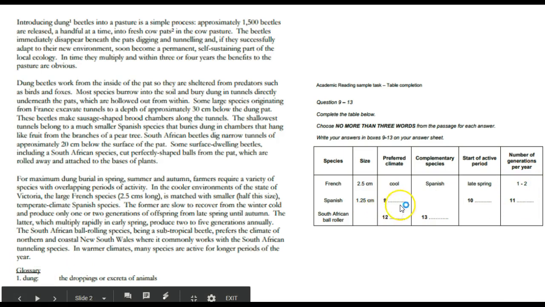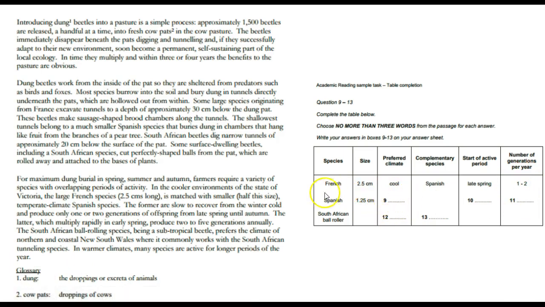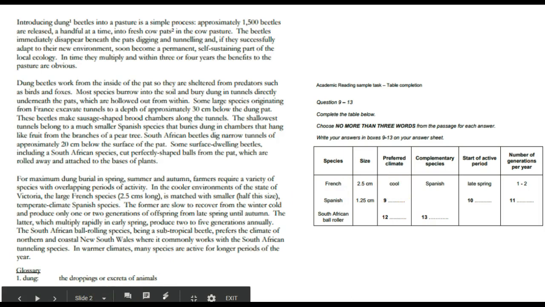In order to find the answer here for number 9, let's try to find the information about French and cool. If you look in these paragraphs, you will find that in this paragraph we have French species, right? And we have in the cooler environments. Here we have the word cool, here we have cooler, and it matches with French, so that's right. Most likely you'll find the information about Spanish right next to it or close to the information about French and cool. So here we have temperate or temperate climate Spanish species. So we have the word temperate here, and we can just write this word in the blank.